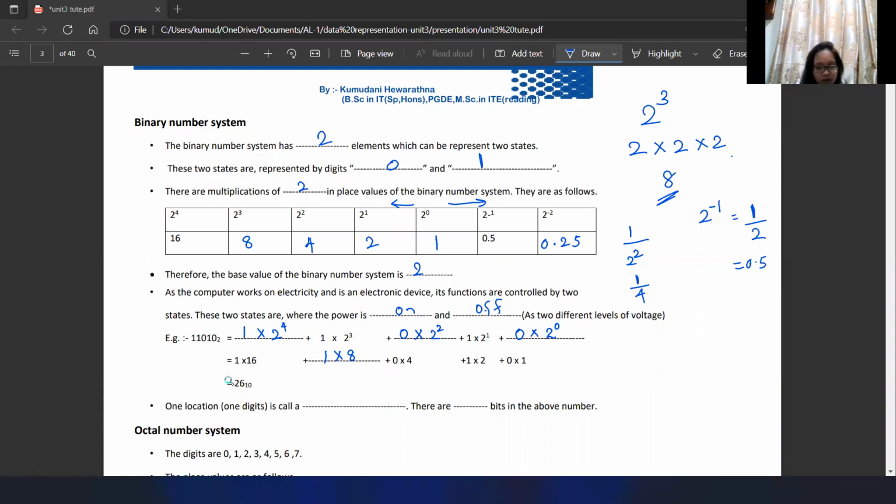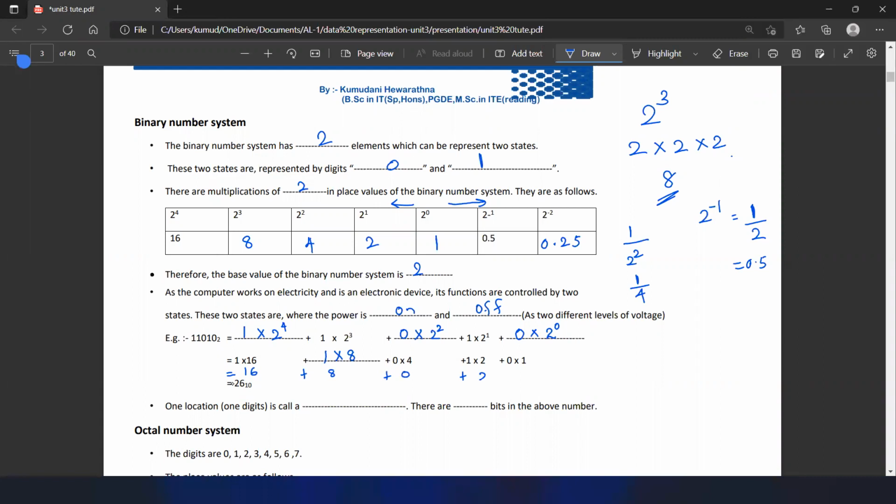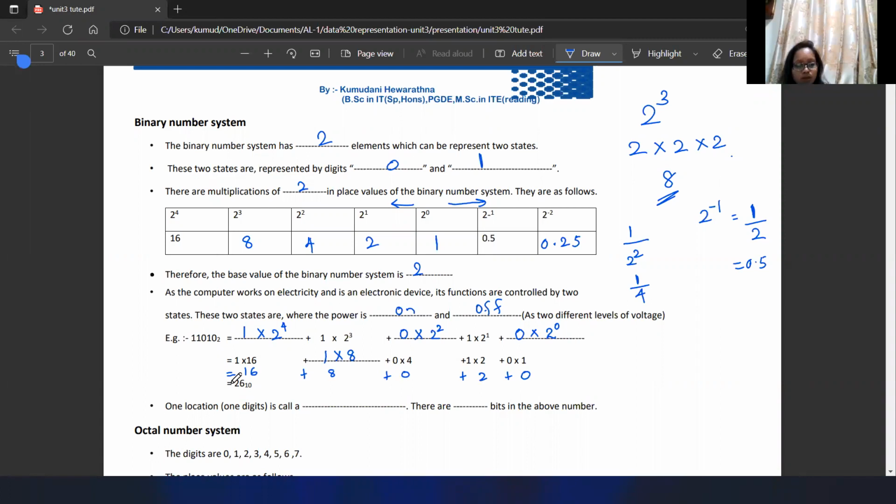That is 16 here. Plus this one is 8. This one is 0. Plus this one is 2. Plus this one is 0. Altogether, 26. So don't put the base, no need of base.